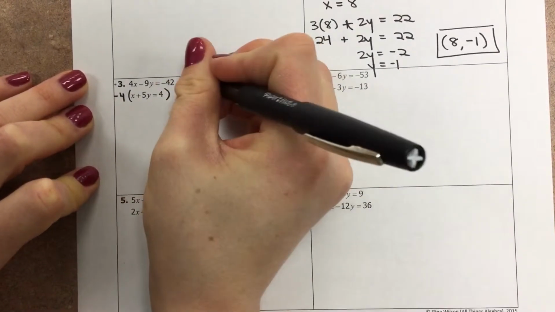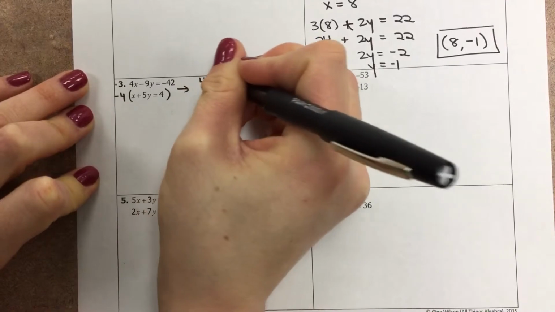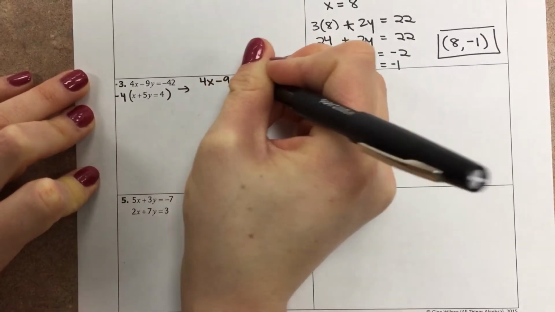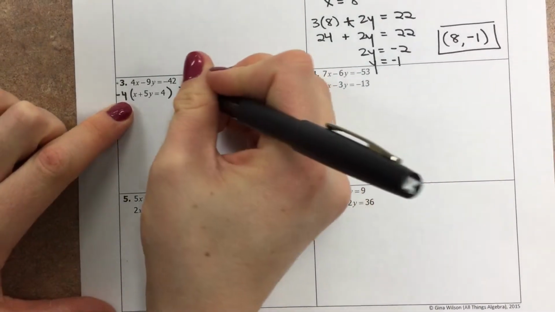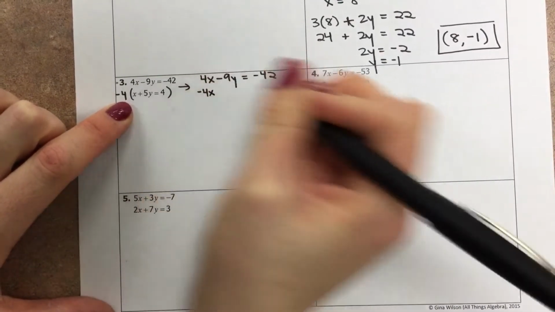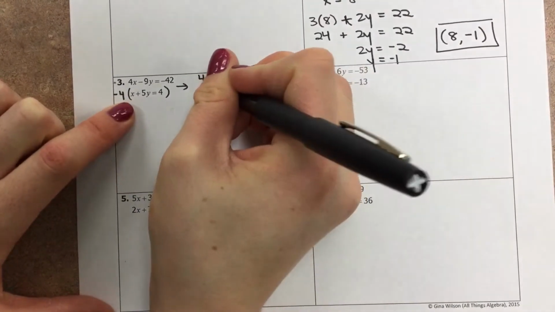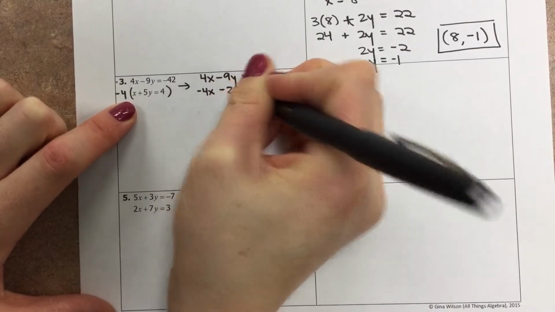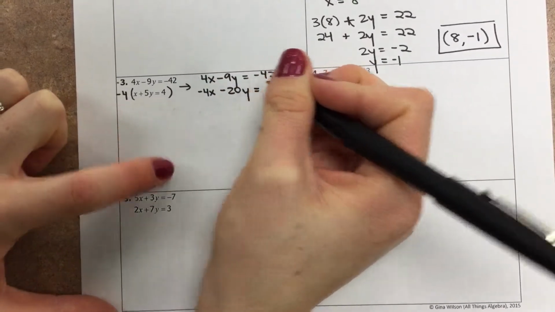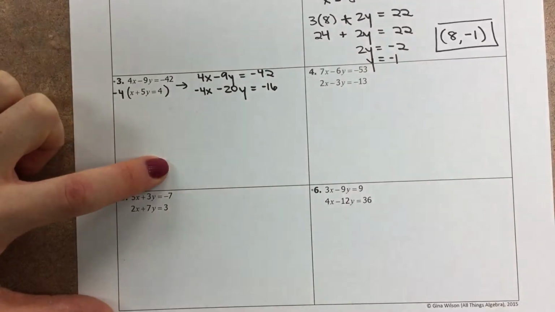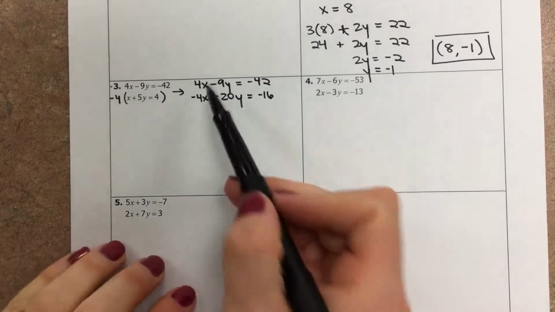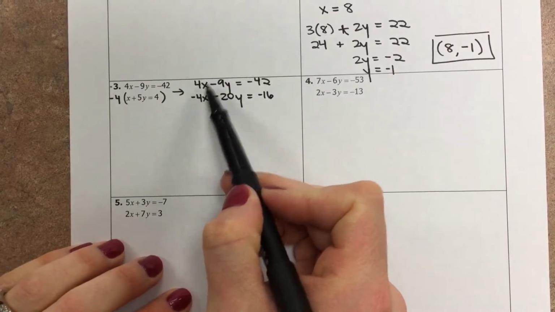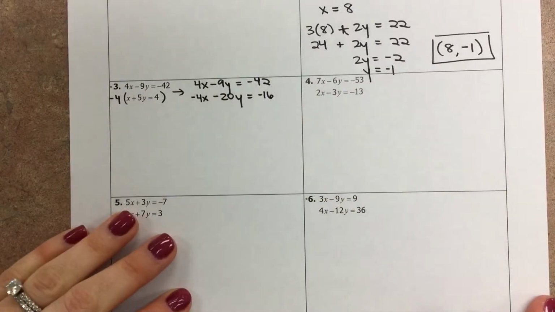So let's rewrite these. So top one, didn't have to make any changes there. I was able to just keep it the same. Bottom one, if I multiply by a negative 4, I have a negative 4x. My next term would end up being negative 20y equals, and then negative 4 times 4 is a negative 16. So that was step 2. I multiplied, so now I have these opposite coefficients right here with the x's.